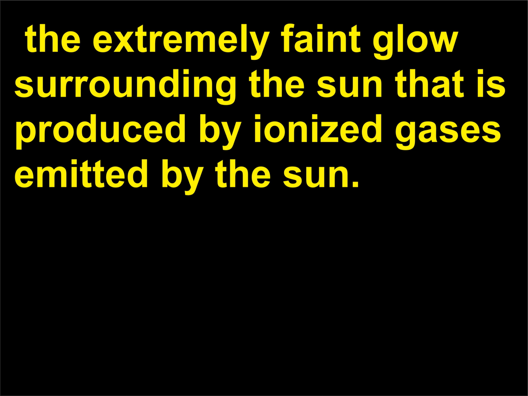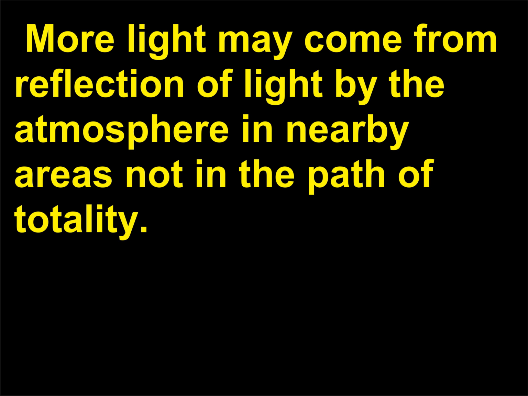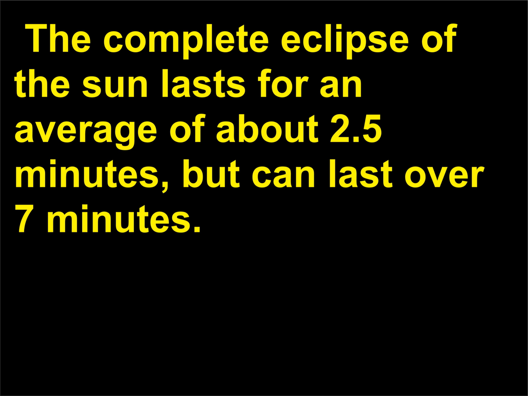The extremely faint glow surrounding the sun that is produced by ionized gases emitted by the sun. More light may come from reflection of light by the atmosphere in nearby areas not in the path of totality. The complete eclipse of the sun lasts for an average of about 2.5 minutes, but can last over 7 minutes.